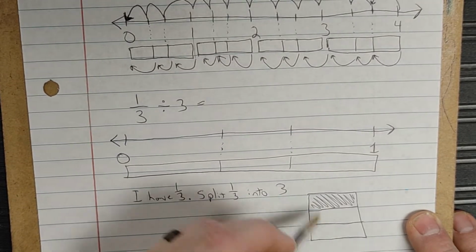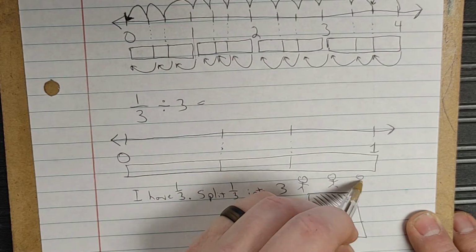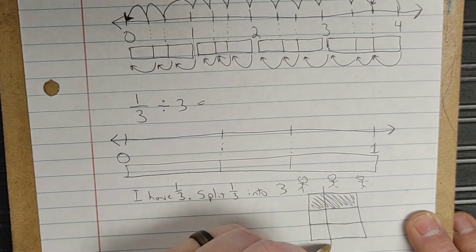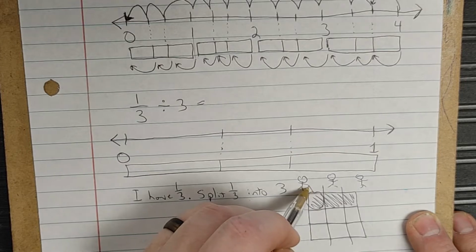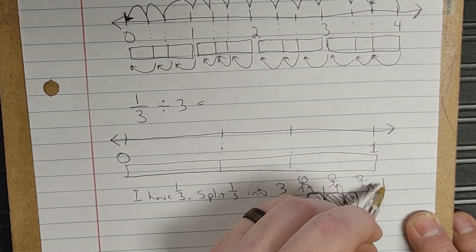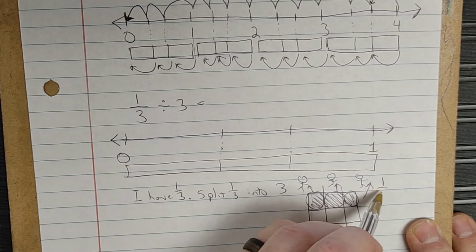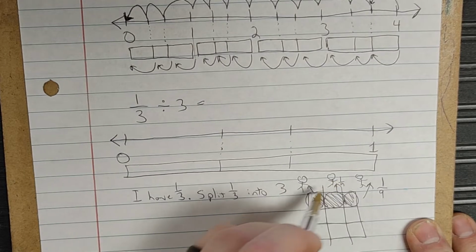Think of it as 3 people. Let's say you had a third of a cake and you wanted to split that between 3 people. Each person's going to get 1 piece, but they're going to get 1 out of a 3 by 3 array. So that's 1/9. Each person's going to get 1/9.